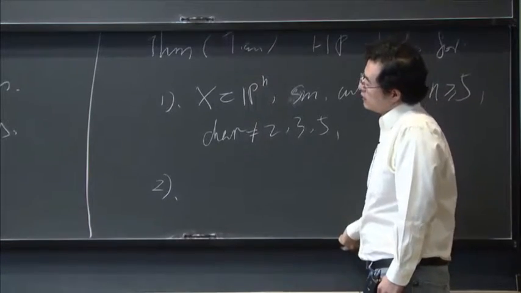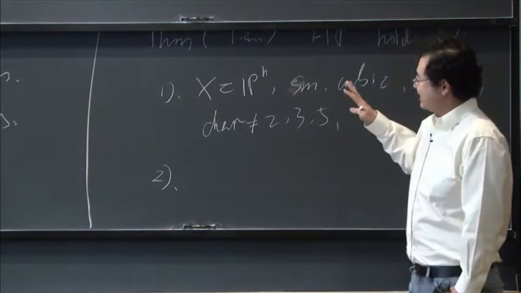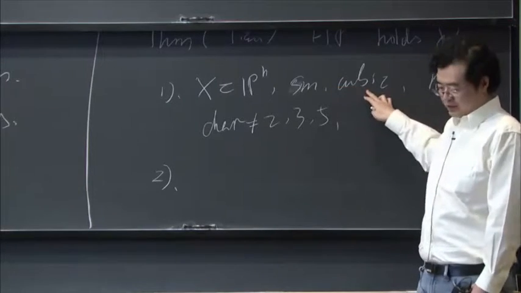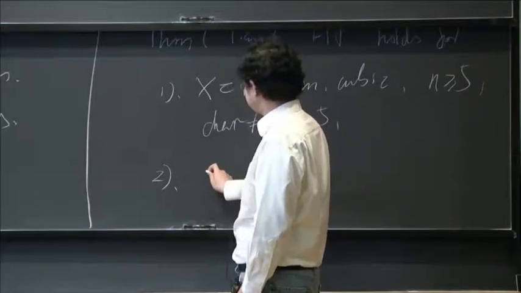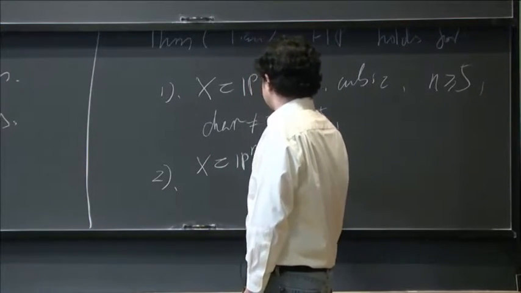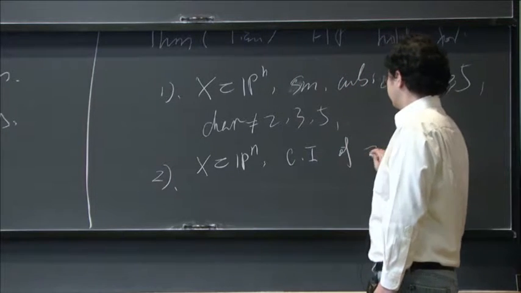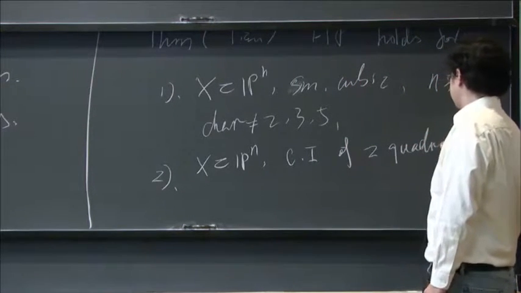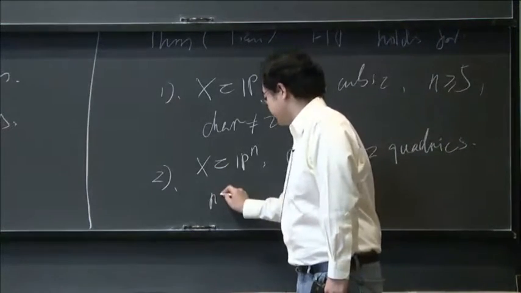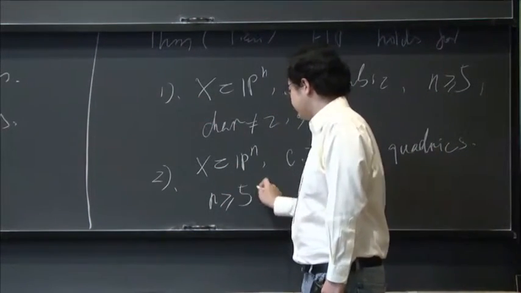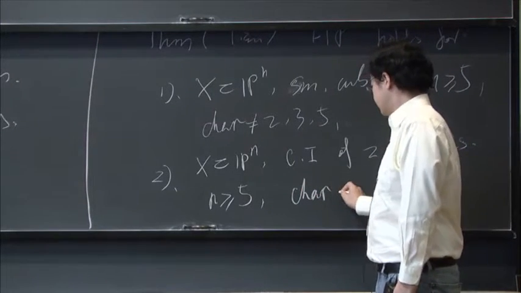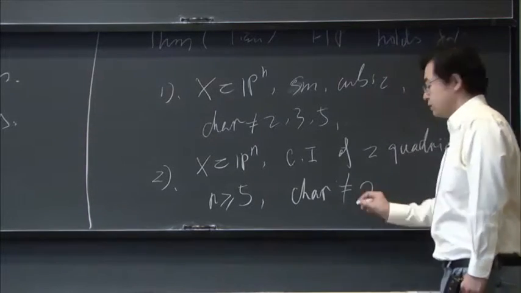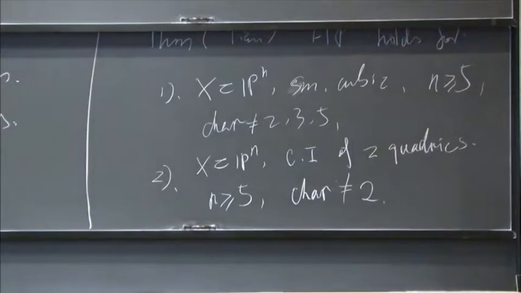But on the other hand, there is another variety which is slightly simpler than the smooth cubic and slightly more complicated than a quadric. It's a complete intersection of 2 quadrics. So X inside of Pn, the complete intersection of 2 quadrics. And here, indeed, you can prove what you expect. So n is at least 5. This is a 3-dimensional variety, and you have to assume the characteristic is not 2.